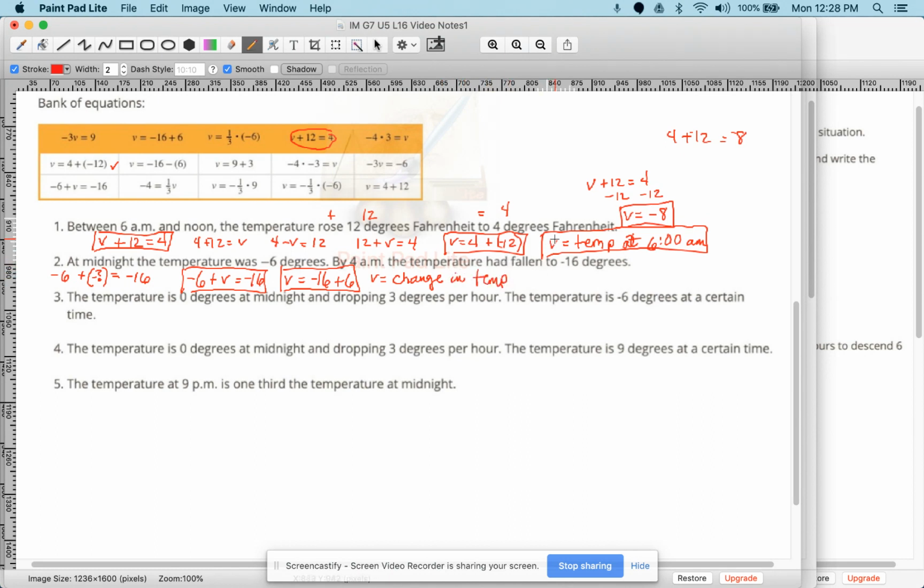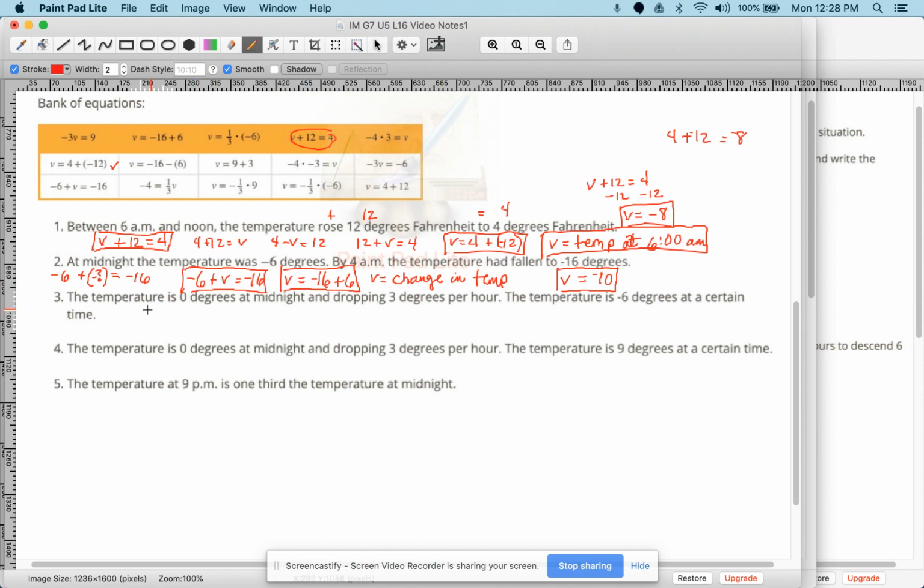And then finally, they ask us to solve. So I'm going to use this equation to solve. When I add two numbers with opposite signs, I take the difference. The difference between 16 and 6 is 10. So I know I've got 10. Is it positive or negative? Well, the absolute value of 16 is larger than 6, so I need to keep that sign, which is going to be negative. So v equals negative 10. So the change in temperature was a negative 10 degrees.